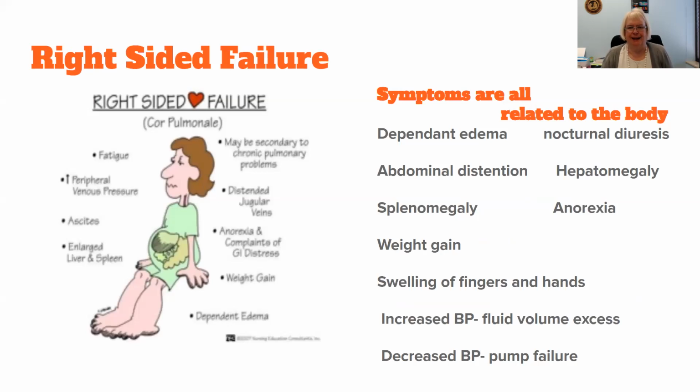So for right-sided, I'm going to see everything related to the body. All the symptoms are going to be body related. So dependent edema, and that can be in the feet, or if they're laying in bed all the time, their sacral, their back. Abdominal distension, splenomegaly, weight gain, swelling of the fingers and the hands, nocturnal diuresis, hepatomegaly, and anorexia.